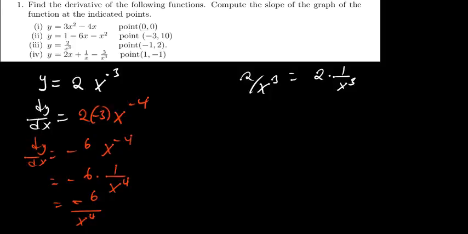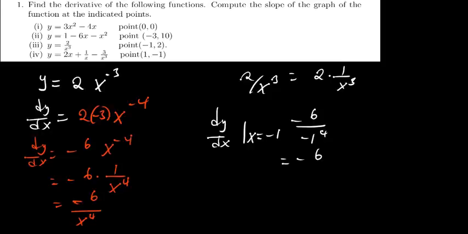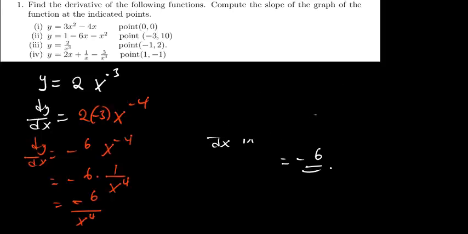Now if that's the case, now we plug in the value. When x is equal to negative 1, what will be the value of dy over dx? So negative 6, then negative 1 raised to the power 4, that still gives me negative 6. So the gradient, the slope, is negative 6. That's the gradient. Okay, again we can do the same for the last part.